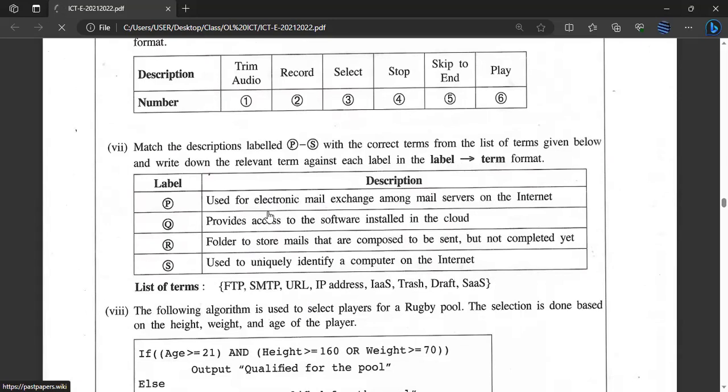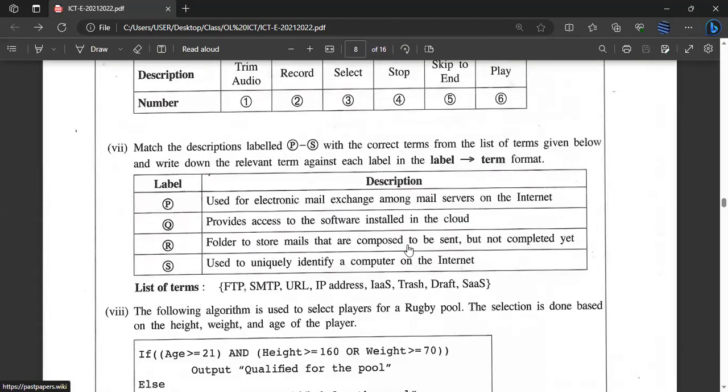Then Q, provides access to the software installed in the cloud. So what is the answer for that? SaaS, right? Then R, folder to store mails that are composed to be sent but not completed yet. What is that? Draft. For R, the answer will be draft. Then S, used to uniquely identify a computer on the internet. We know the answer is IP address. So now let us write down the answers.